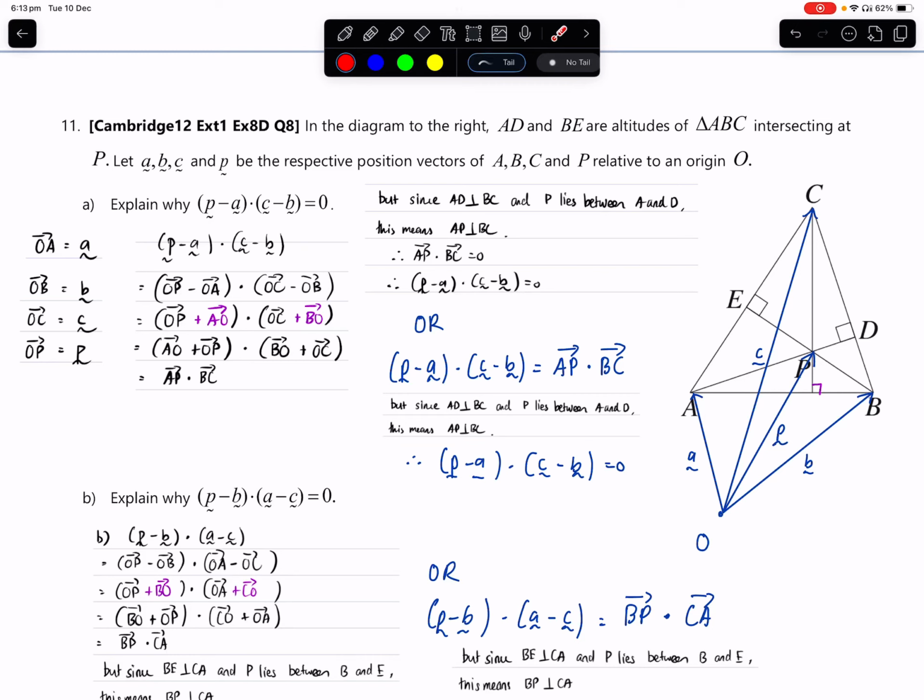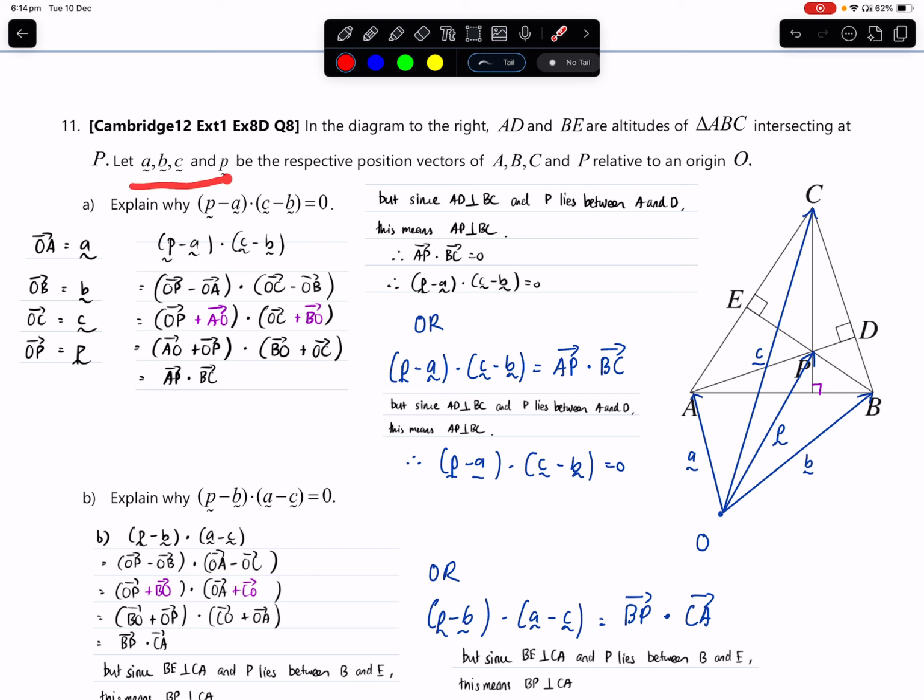In this video, we're going to be doing Cambridge Year 12 Extension 1 Exercise 8D, question 8. In the diagram to the right here, which does have a lot of annotations, AD and BE are altitudes of triangle ABC. So this is the altitude, which means it's perpendicular, as well as BE being an altitude there. They intersect at P, which is over here.